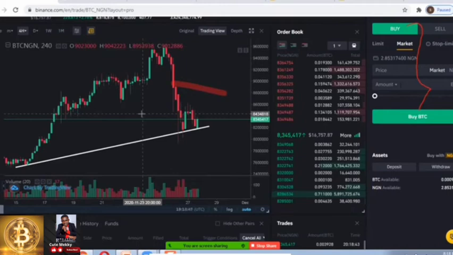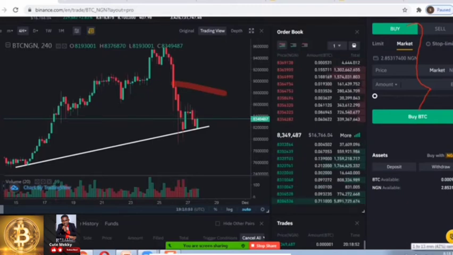Any other question? Thank you. Any other question? Good evening. Good evening. You're welcome. So I'm on the application now. So I'm seeing something like spot or margin. Can you please explain that?